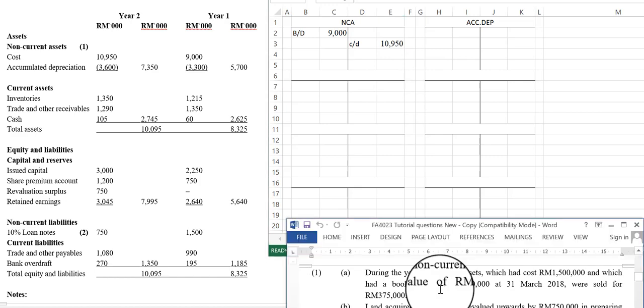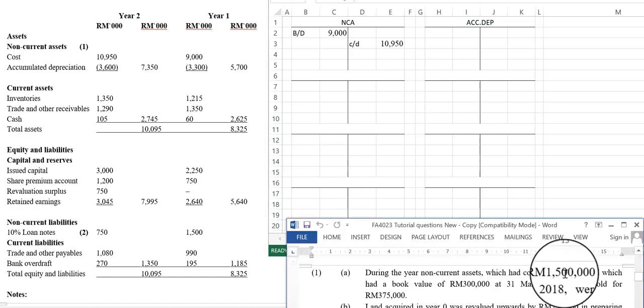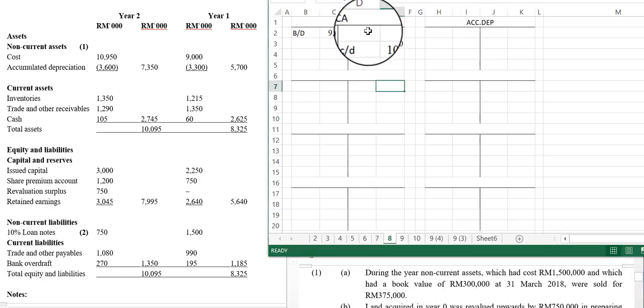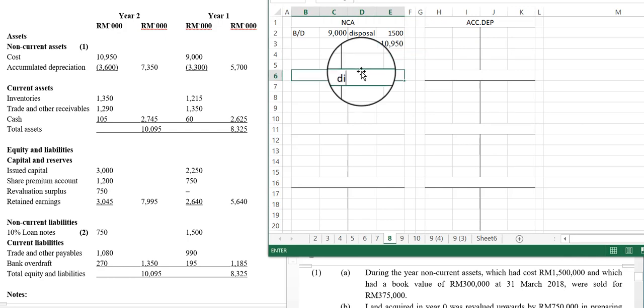Now during the year, according to this one, a non-current asset cost 1.5 million, book value is 300,000, was sold for this amount. So the disposal value here is 1,005. In your disposal account, they say that disposal value 1,005, but then it has been sold, means this is your bank or cash. This amount sold for 375. So this is from your NCA.